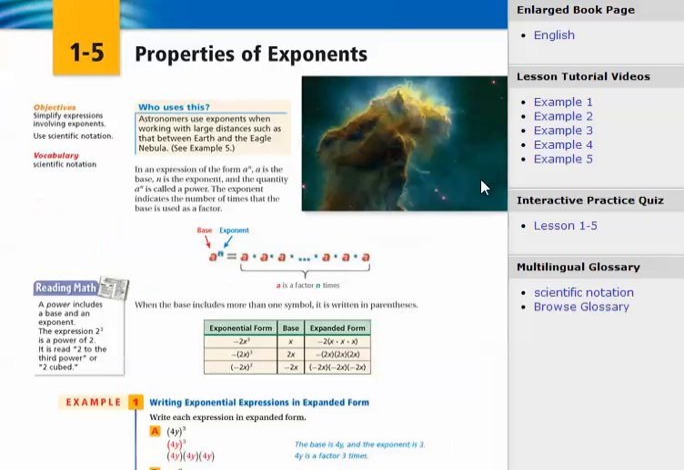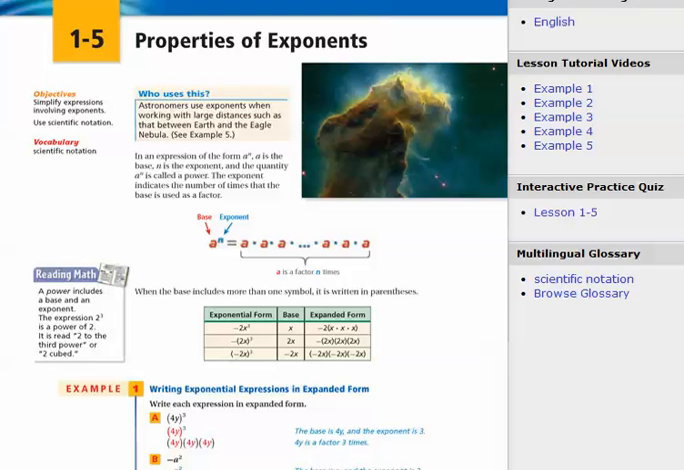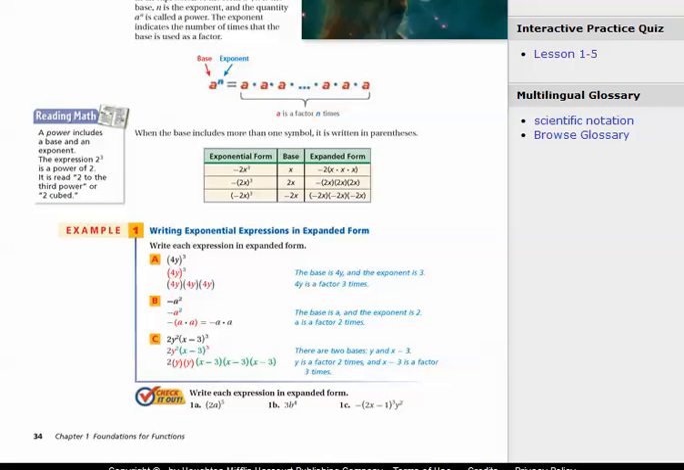In section 5, we're talking about properties of exponents. Now, exponents are like powers. Okay, if you have a number or a variable to an exponent, you're taking that to a power. You're taking that and multiplying it that many times. All right, now you have to be careful. You can see in this example here that you have to be careful with exponents, because how you write them can change your answer quite a bit.